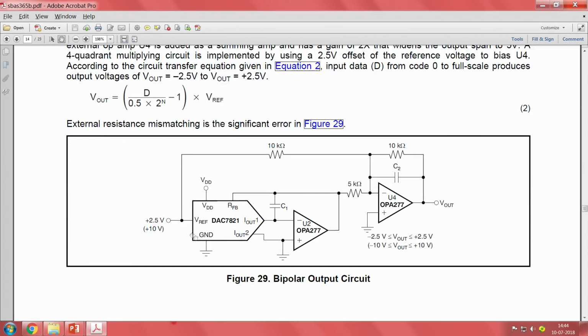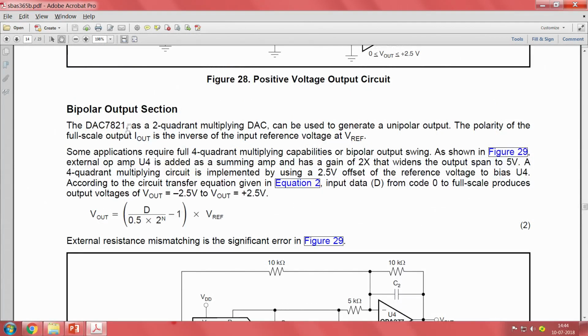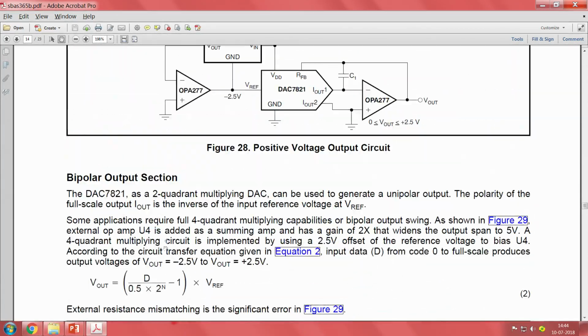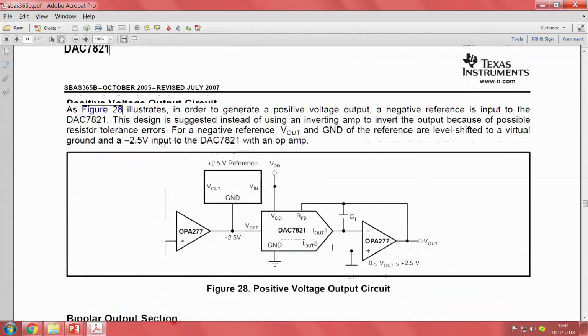If you implement this circuit along with the IC, this is the IC, and then you have to add peripheral other op amps into that IC, make a circuit like this, and then you can have bipolar output operation. That is what they have told. So if you take any data sheet, they will give you these typical applications. So this is what you have to see.